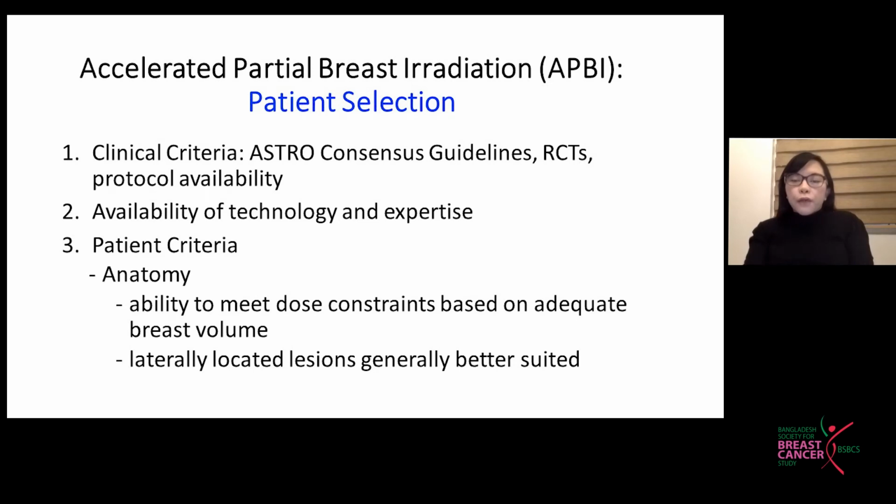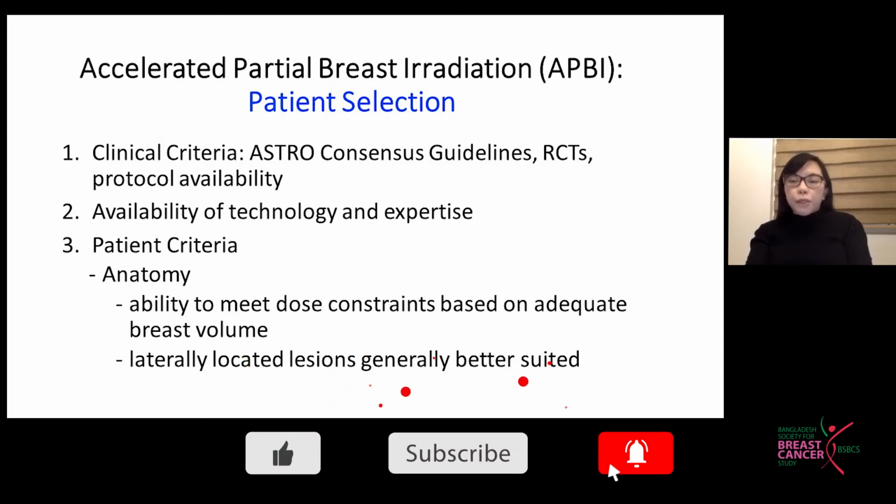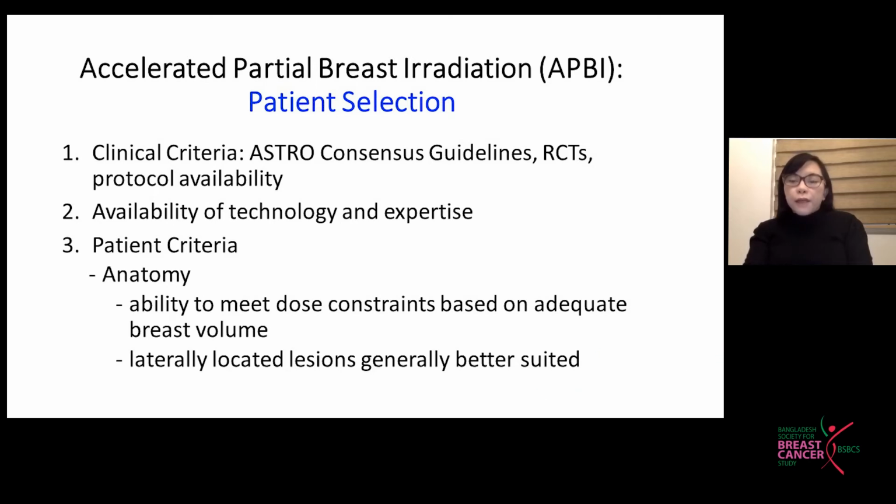For me, I would consider 3 factors for each patient when thinking about APBI. The first is the clinical criteria: is this considered a safe, oncologically effective approach based on the guidelines and randomized trials? Second is the availability of technology and expertise in your own center. And the third is individual patient criteria, which is equally important.